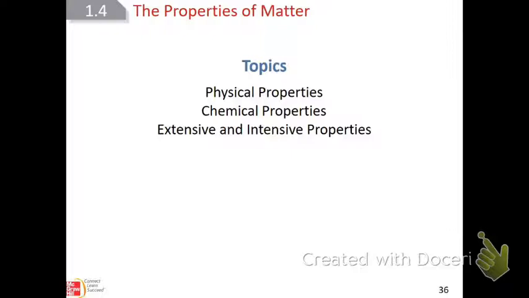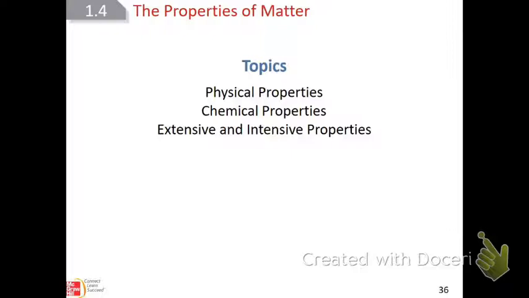So we're going to be talking about physical and chemical properties and something called extensive and intensive properties. But properties are descriptors. We talk about our eye color, our height, our weight, whether we're male, female, just all different kinds of things that describe us and our characteristics. And that's all properties are, things that we use to describe. And in chemistry, we can describe things that are physical properties or things that are chemical properties.